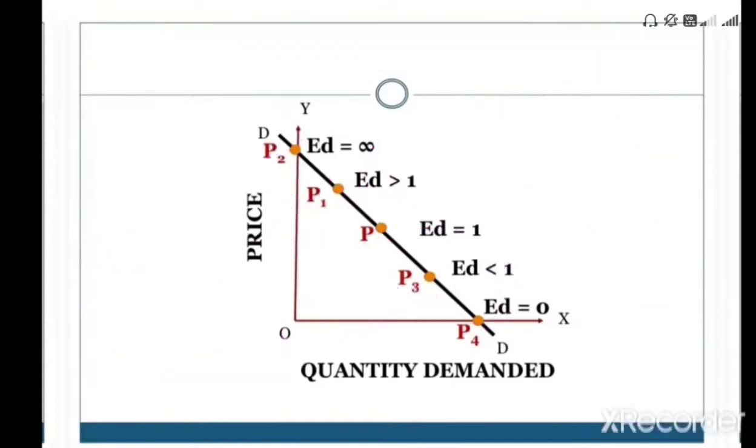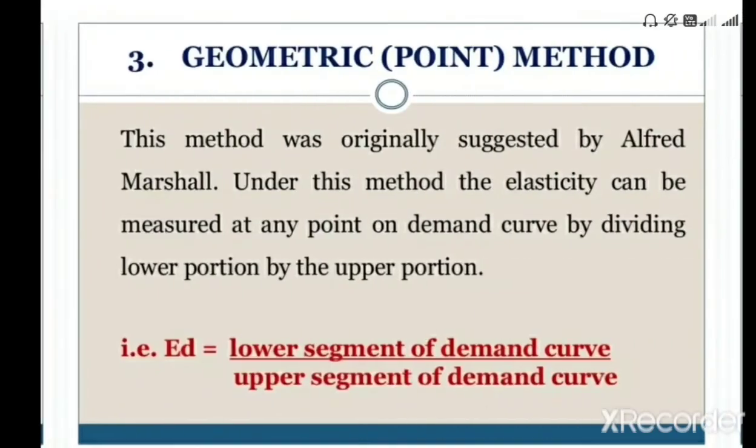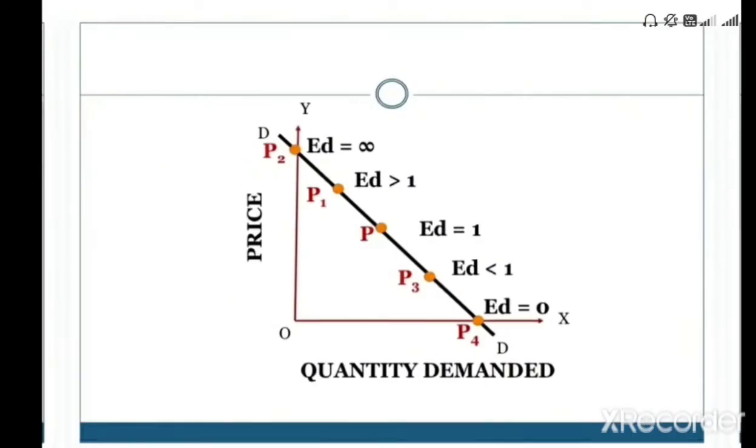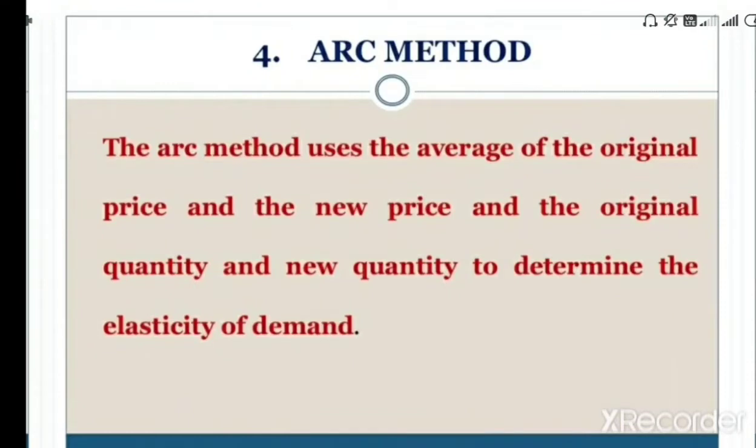Fine. So this is about your third method, students, that is the point method. This is the easiest method, that is you have to just divide the lower segment by the upper segment and you'll get a point. Fine. So what is the last method? The last method is the arc method.